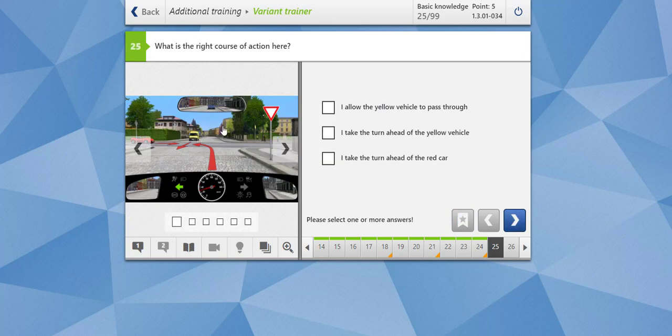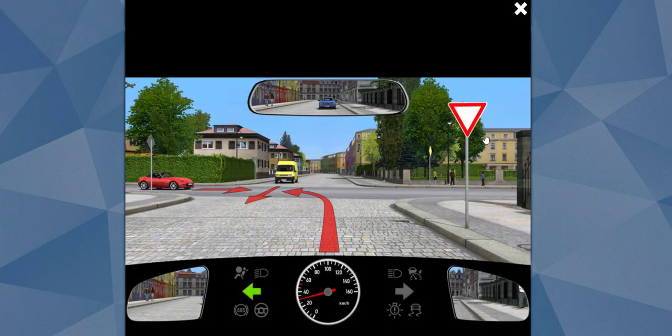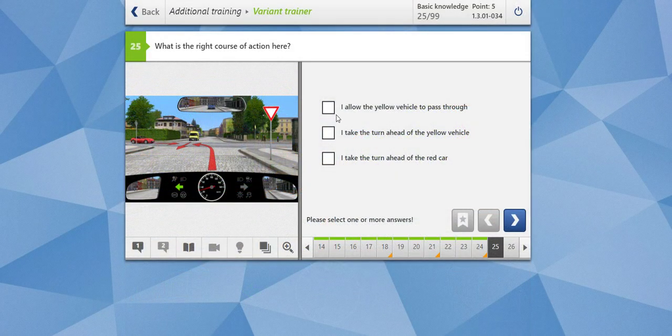What's the right course of action here? So we are seeing the yield sign, which means we have to give way to the horizontal traffic and also to the oncoming traffic because we are turning in this case. So we give way to the red car and to the yellow car, and then we will proceed. Let's look at the options.